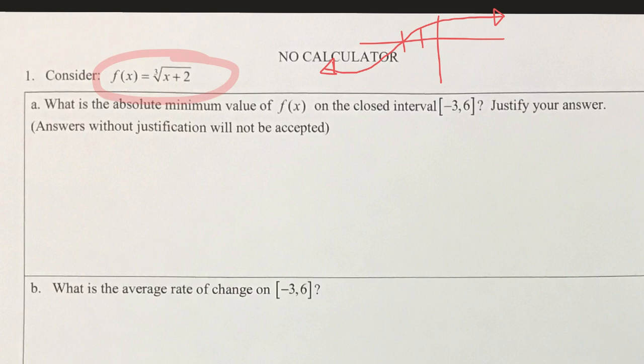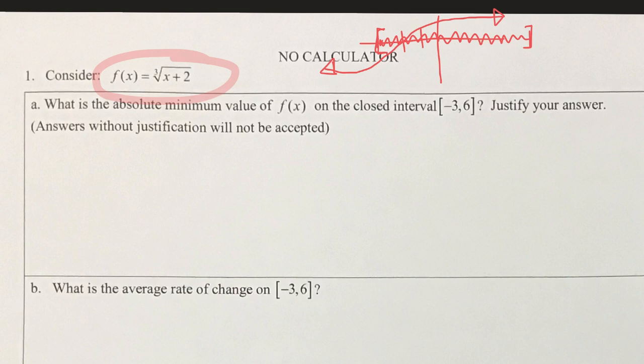Because part A says, what is the absolute minimum value on the closed interval from -3 to 6? So way out here. We're only considering from -3 to 6, looking for an absolute minimum. Okay, and because this is a continuous function, we can apply the extreme value theorem, which says if you have a function that is continuous on a closed interval, there's going to be an absolute max and an absolute min. Okay, so we're going to have to find them.